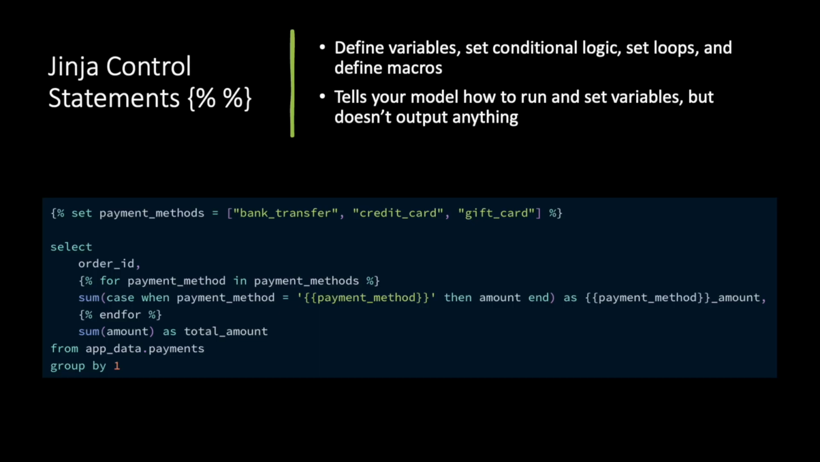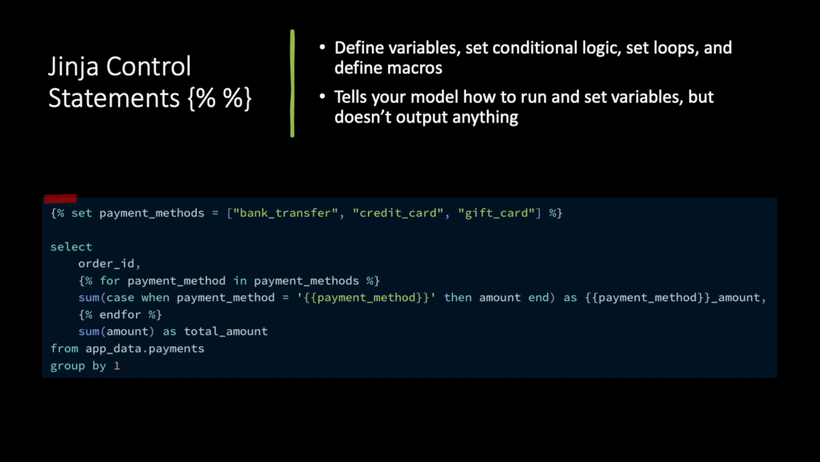The other form of Jinja that you're going to see is in the form of squiggly percentage. These are Jinja control statements. These don't output anything; rather they define variables, set conditional logic, set loops, and define macros. This is all kind of in the back end though, so you actually don't see this outputted when you compile your code.